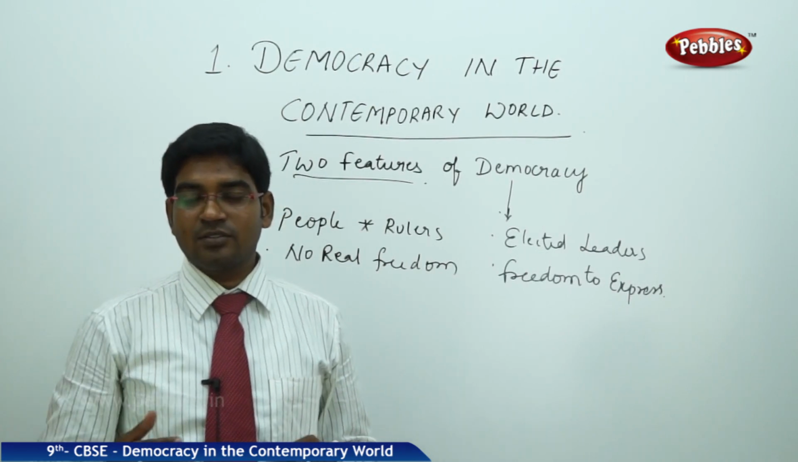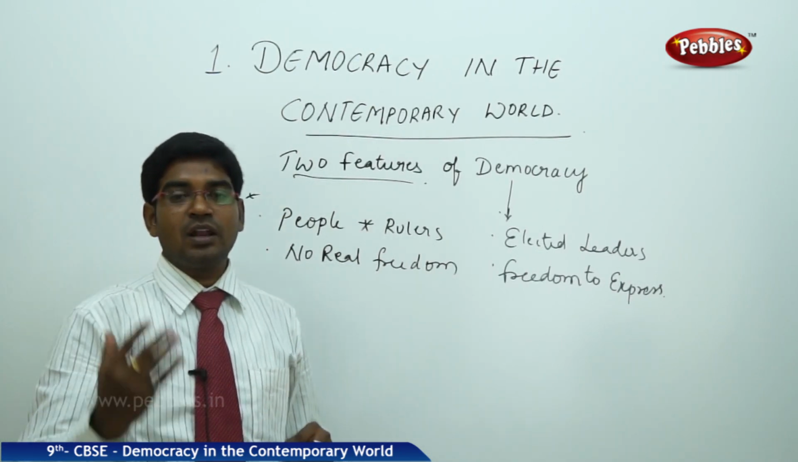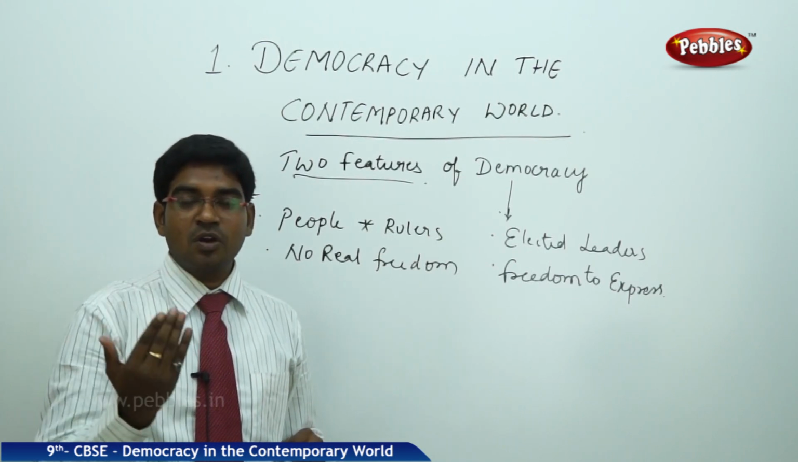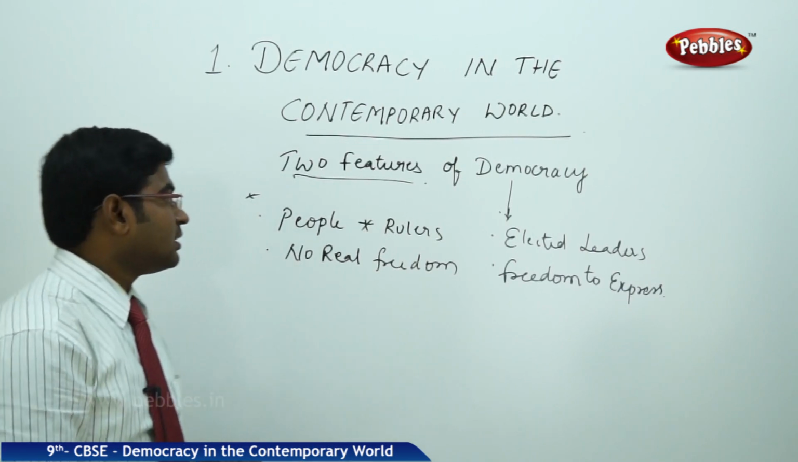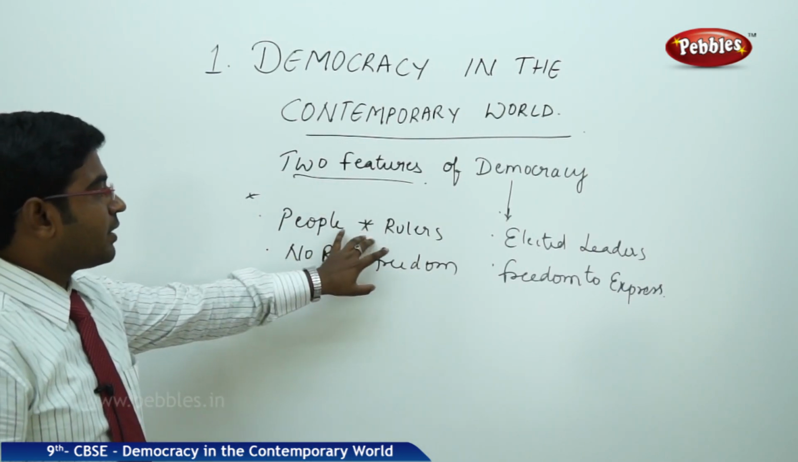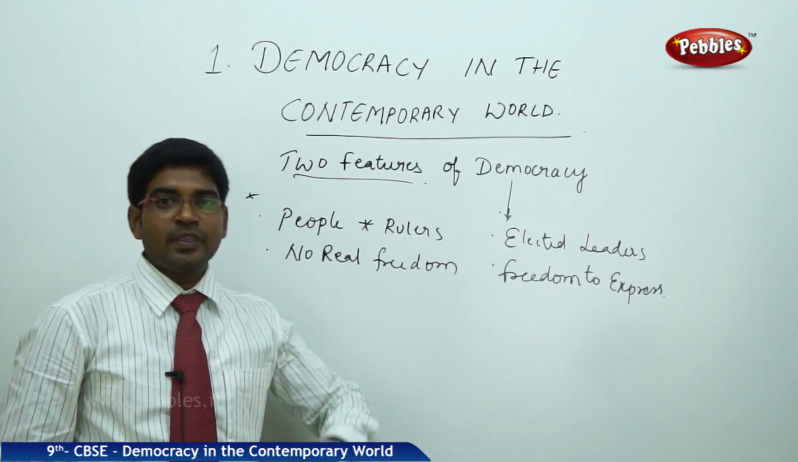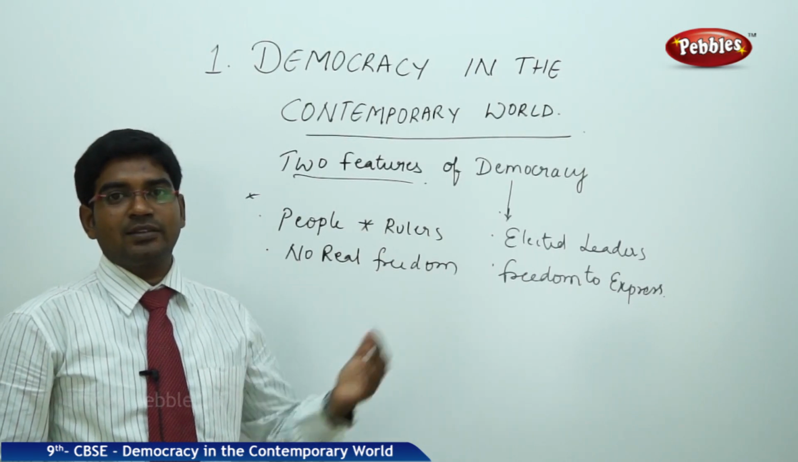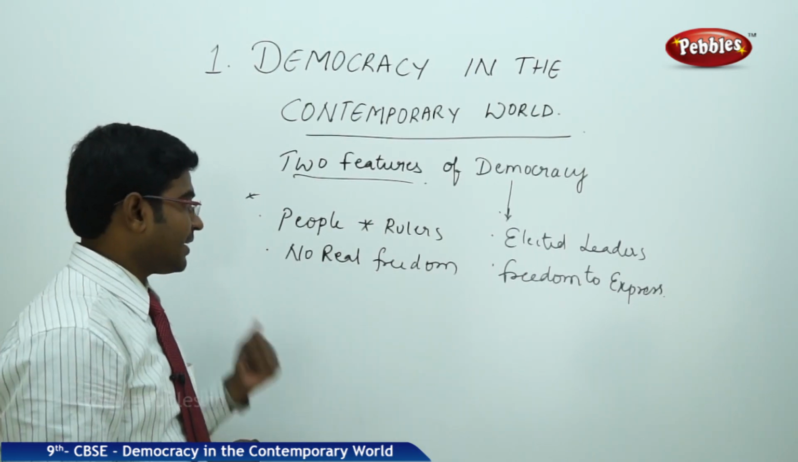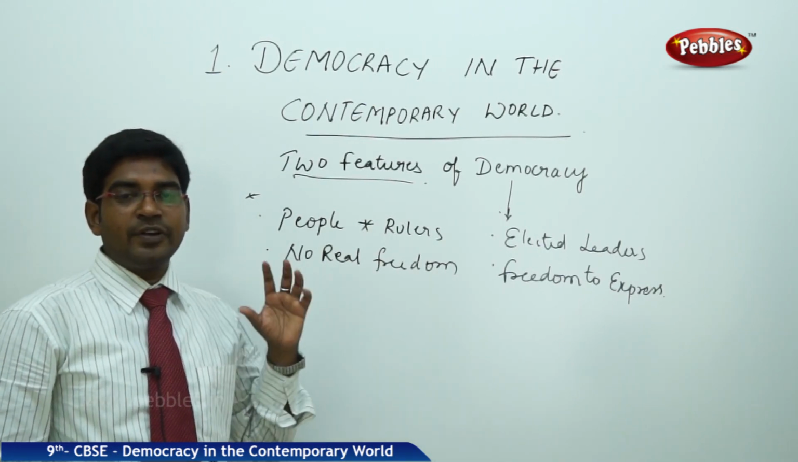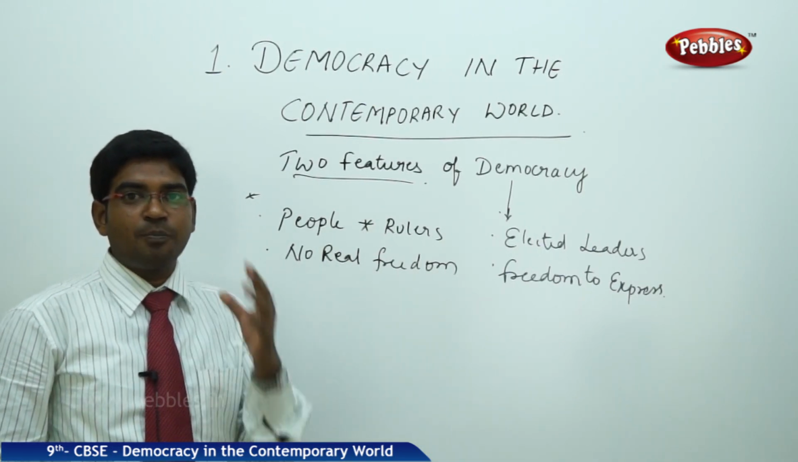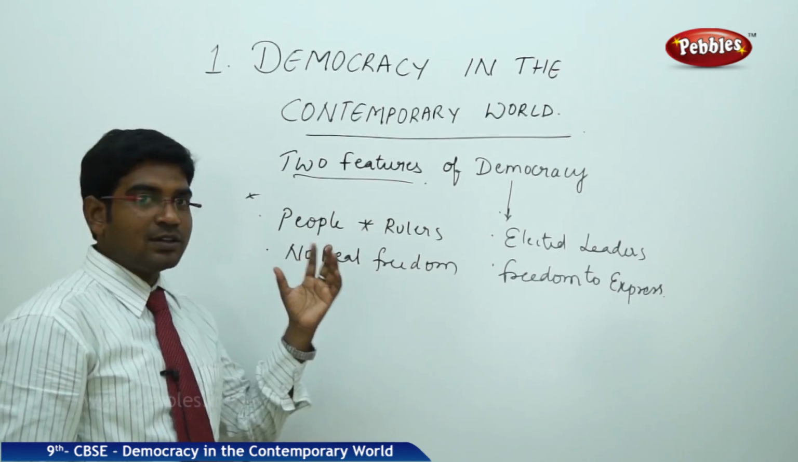Now, from these two tales, the things which show that there is no democracy either in Chile or in Poland are, first, that people are not electing their rulers, people do not have any choice to elect their rulers. Next, there is no real freedom. There is no freedom to express, there is no freedom of opinion. So there is no freedom at all.